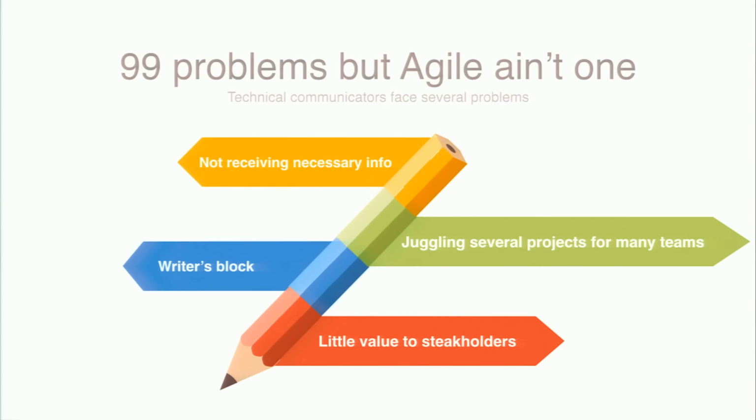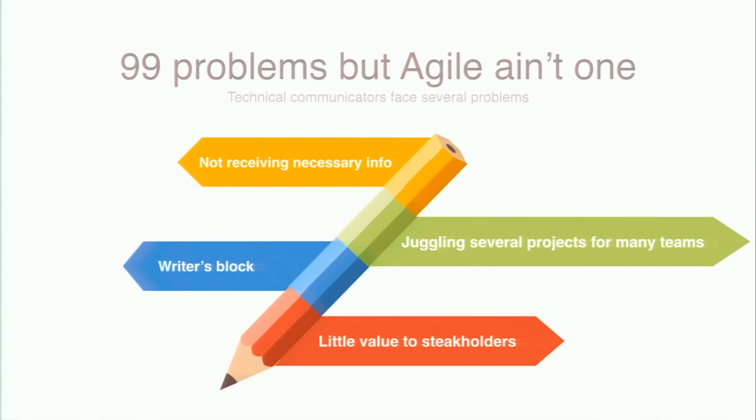Historically, technical communicators faced many challenges. But the biggest challenge has nothing to do with Agile, Scrum, or anything else. The biggest challenge is how do we get those development bastards to give us the information we need and when we need it? So, not enough information.